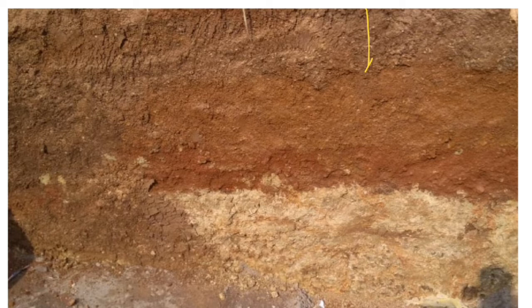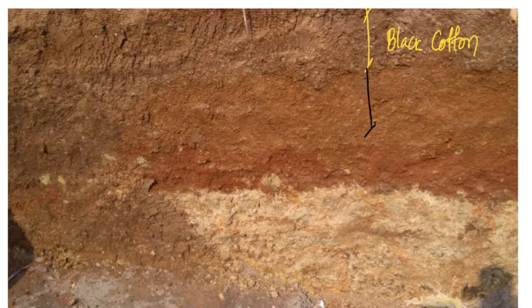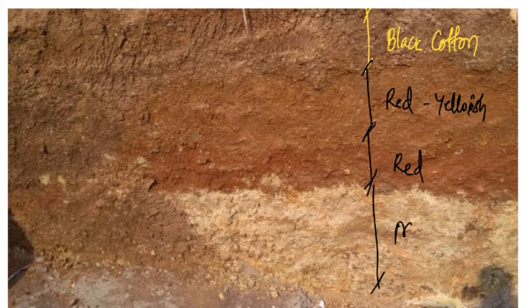First one is a black cotton soil. Next one is red soil, a bit yellowish. After that here you can see a pure red soil. Next we have the muram. Only at a depth of 2 meter we got 4 different profiles.